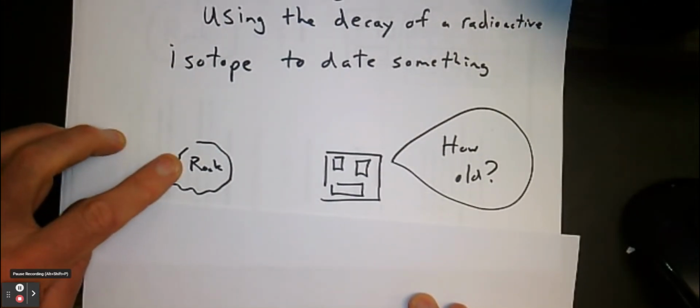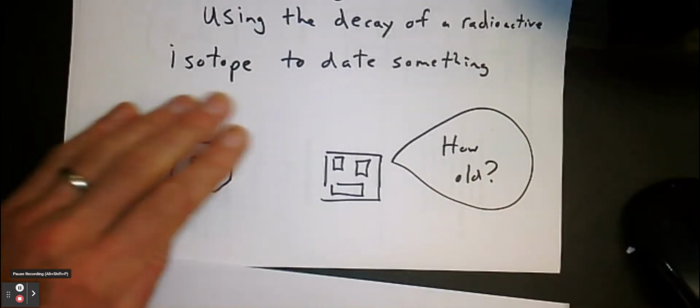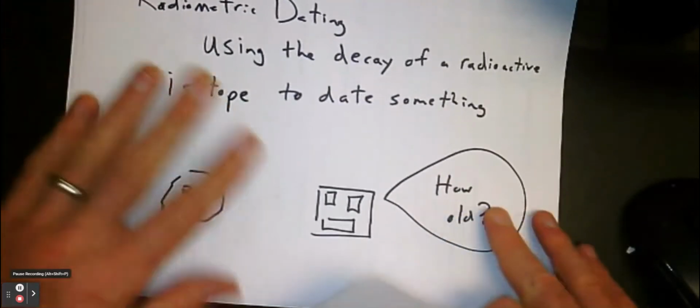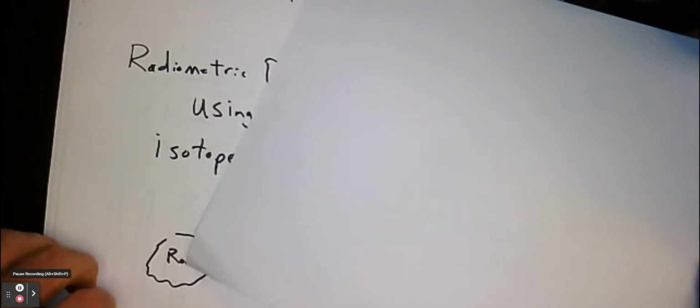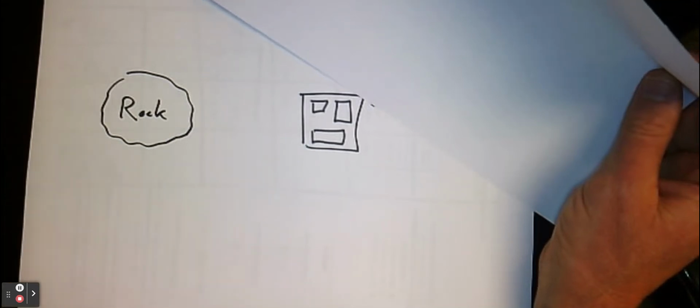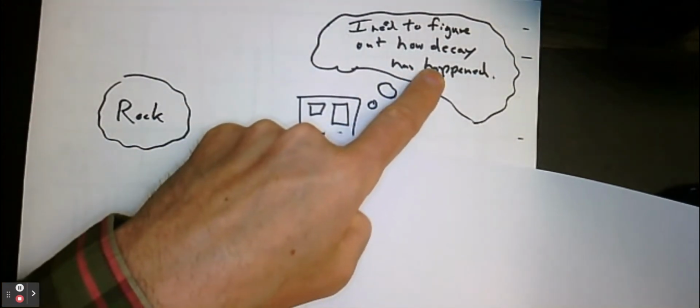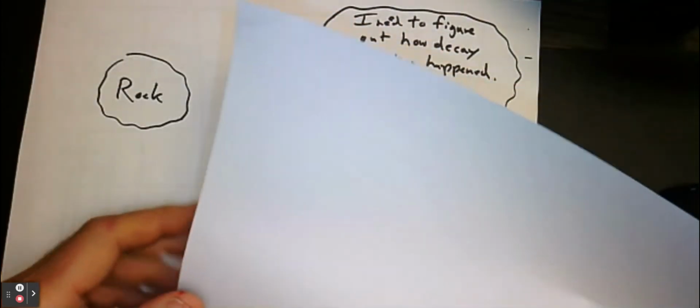It's often used with rocks, often with fossils or artifacts, and you're essentially asking this question. Now, in order to figure it out, what do you need to know about the sample? Well, since it's based on radioactive decay, you really want information about how much decay has happened. And the way to figure that out is to look at the concentration of your parents and your daughters.